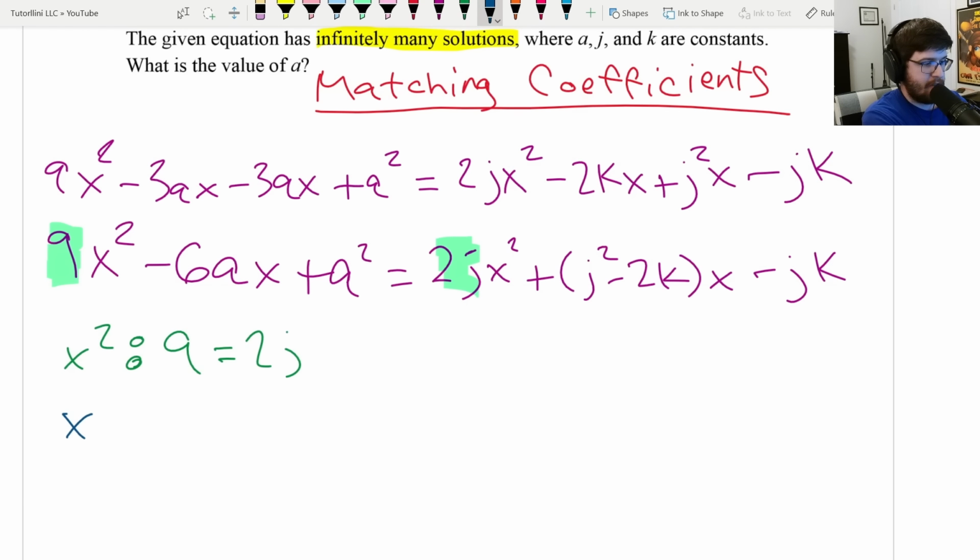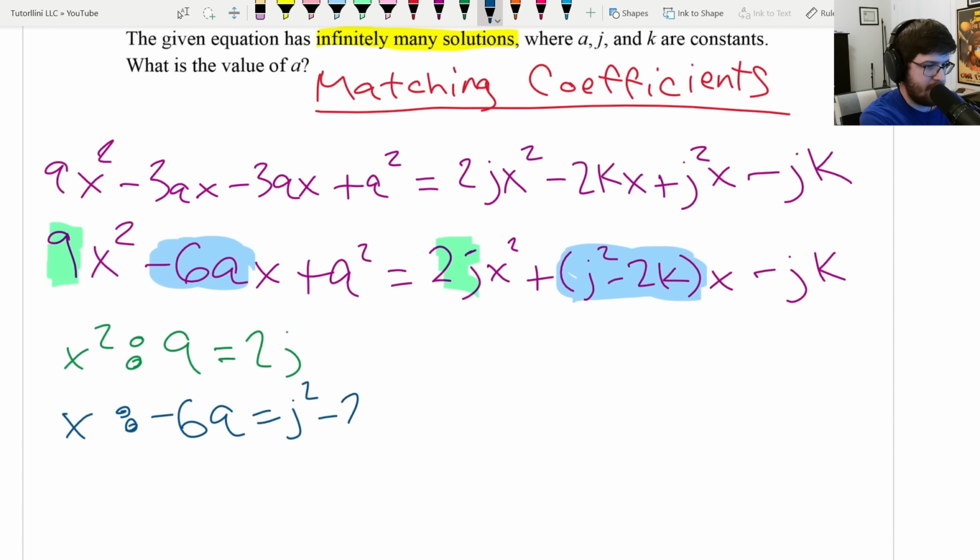Now for the x terms, I'm going to do the coefficients of x. So negative 6a, and this one is j squared minus 2k. So I'm going to write minus 6a equals j squared minus 2k. And now I'm going to do the constant term. So that's positive a squared and minus jk. So let's do that in kind of pink here. So the constant is positive a squared is equal to negative jk.